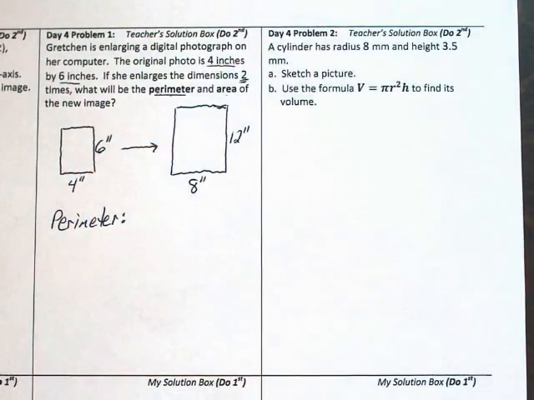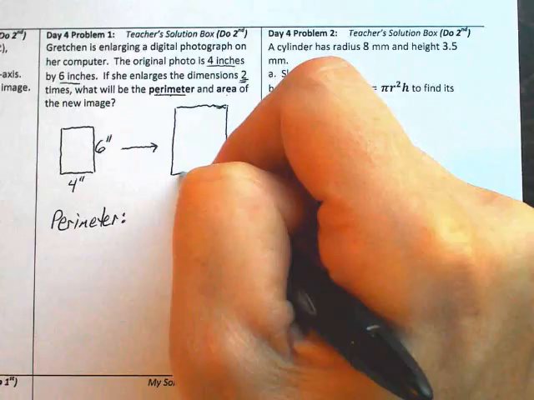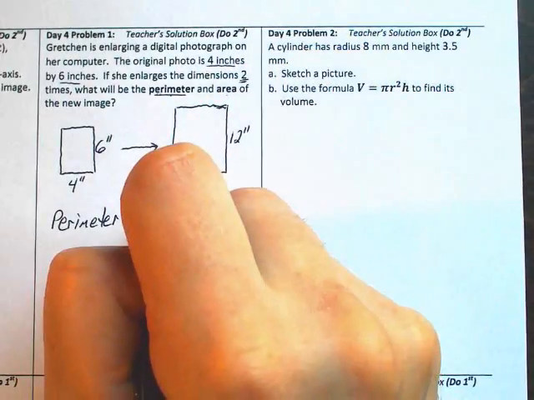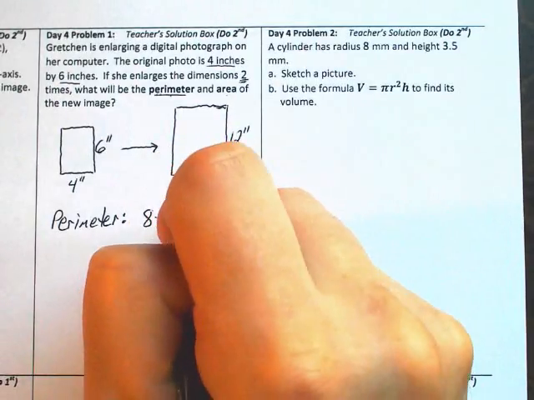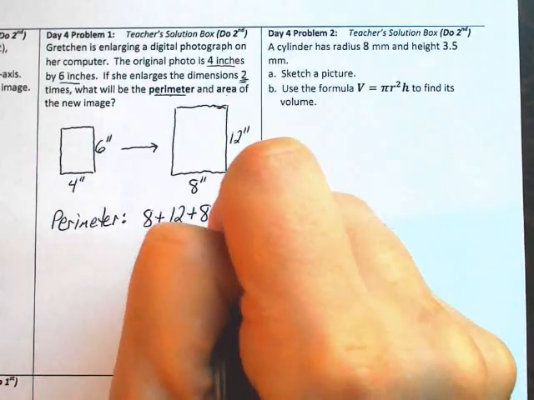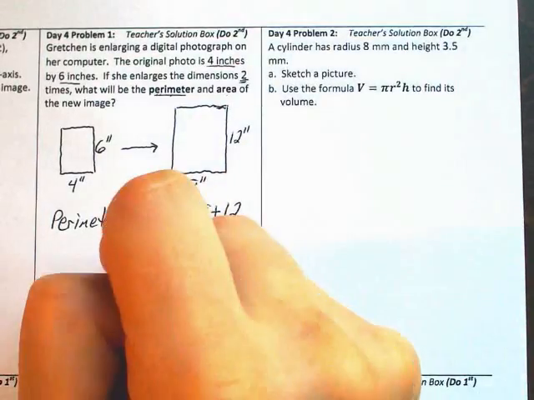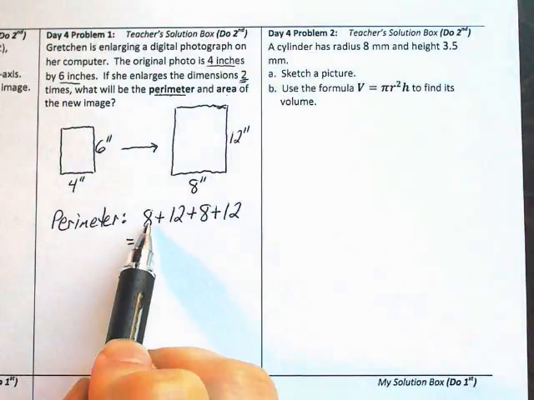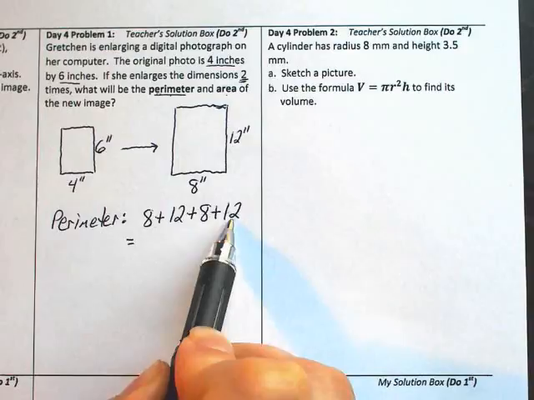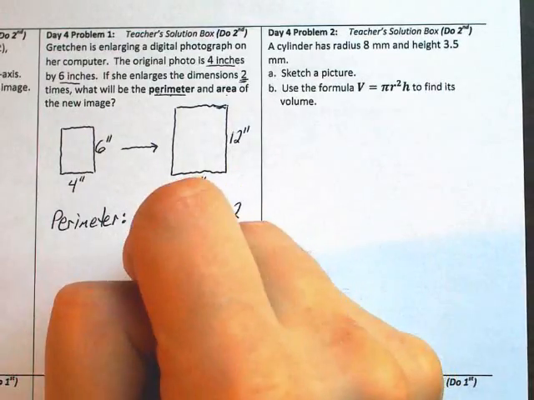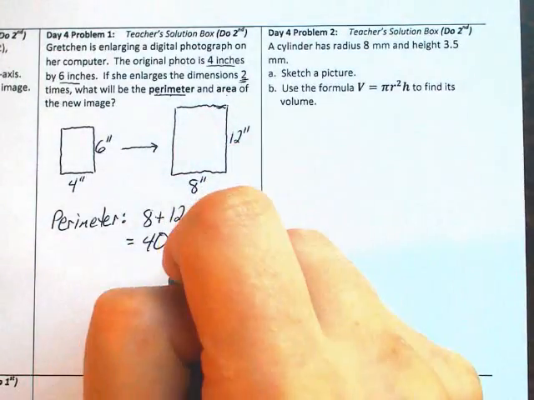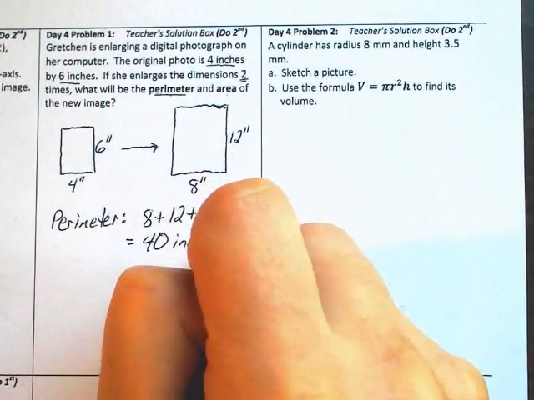To find the perimeter of a rectangle, we need to add all 4 sides of that rectangle. So 8 plus 12 plus 8 across the top plus 12 for the left side. And these add up to 8 plus 12 is 20, and that 8 plus 12 is 20. 20 plus 20 is 40. So the distance around the outside of that photograph is 40 inches.